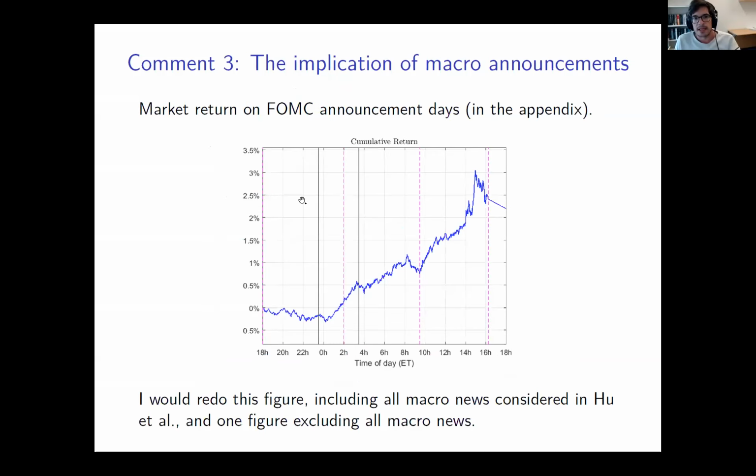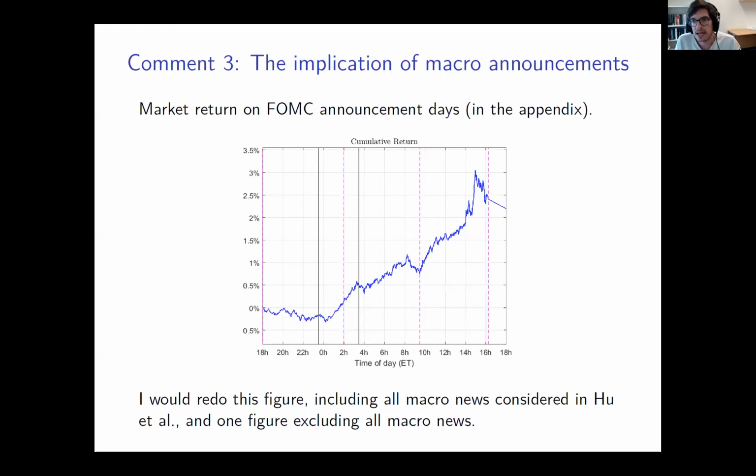In their appendix, the authors have this figure where they plot the cumulative returns for the FOMC announcements from 6 p.m. to next day 6 p.m. What Oleg and Dima show is that after the opening of the European market, there is a drift in returns that continues up to the announcements. I would like to see this figure with all the macro news announcements, not only FOMC announcements, and compare this to another sample where they include all the days with macro news announcements, to see that indeed this drift here is robust to the occurrence of upcoming macro news announcements.